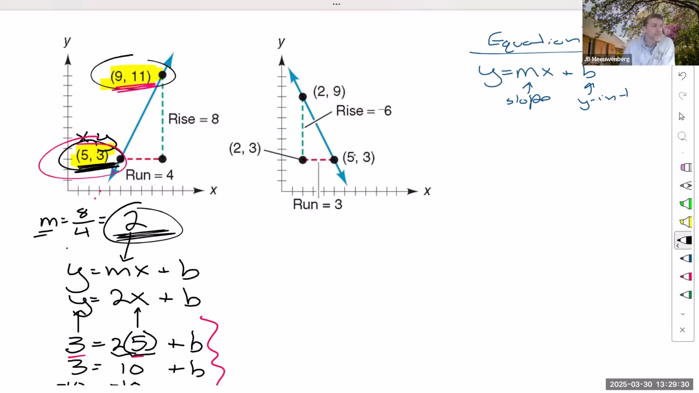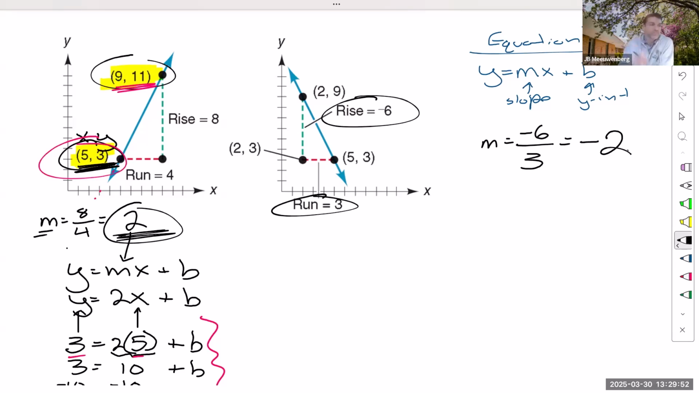We'll start with the slope. So I look at these 2 points here, and we see that m is equal to rise of -6 and a run of 3. -6 over 3 is equal to -2. It's a nice integer. But we don't know where it crosses the y-axis. So we use our generic y equals mx plus b formula. I'll write the whole thing down. We know that m is -2.